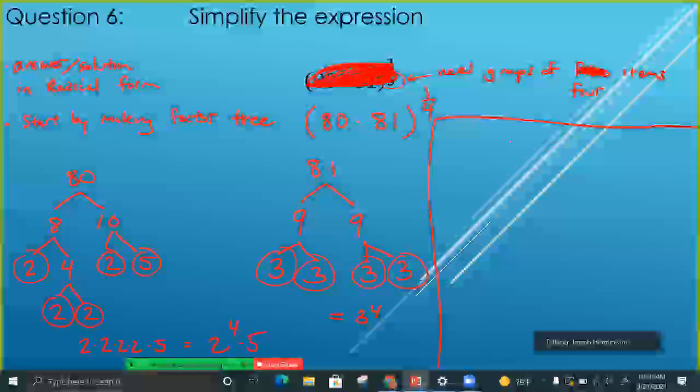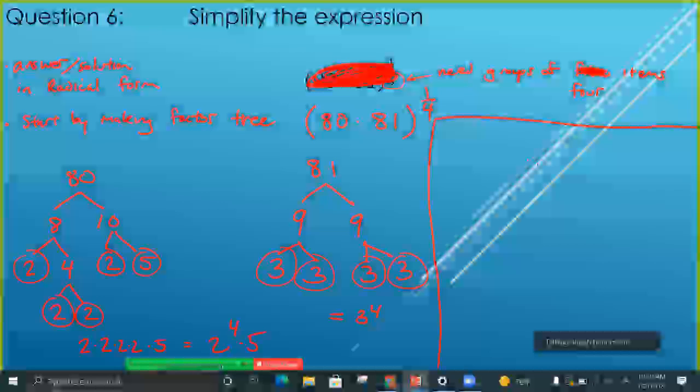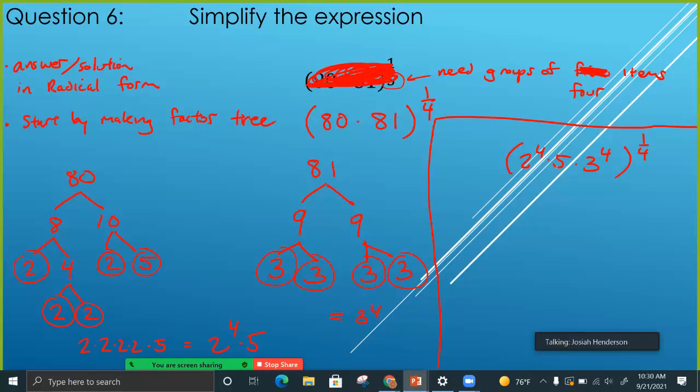So back to the original, my 80 times 81 becomes 2 to the 4th times 5 times 3 to the 4th. That's the 80, and then the 3 to the 4th is the 81. And that's all inside this 1/4. Okay, now we're not dealing with radicals. I would suggest not converting it to a radical yet. Why are we waiting? Because I want to cancel out these powers as much as I can. That'll help me see what goes in the radical.